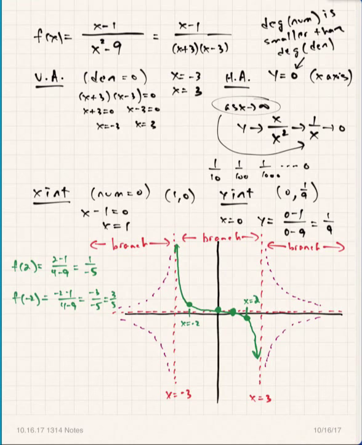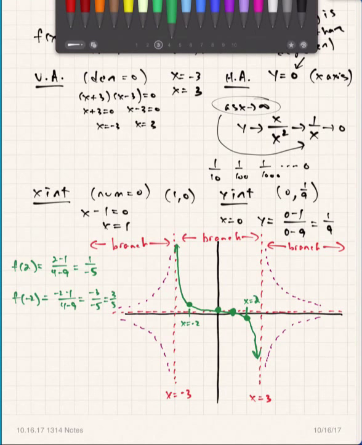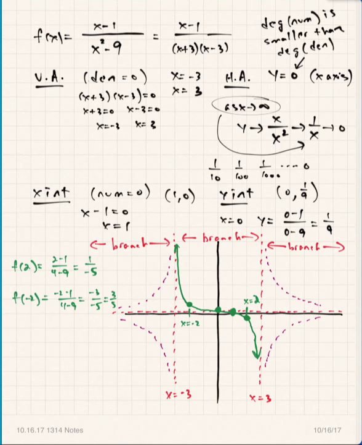And there's various ways to do that, but I'm just going to plot some points. So I might pick 5 on this side and -5 on this side to see where those branches are. So we're going to look at f of 5, which would be 5 minus 1 over 25 minus 9, or 4 over 16, or 1/4. So f of 5 is at 1/4. It's pretty small, but we're going to exaggerate where it is, but it's positive.